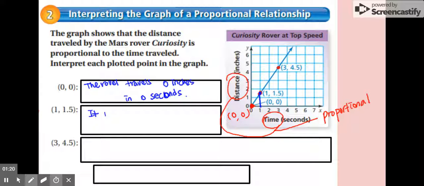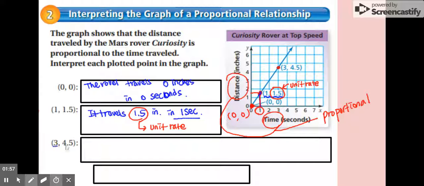So it travels 1.5 inches in how many seconds? 1 second. So you can find the unit rate here, right? Because it says per 1 second. So this value is going to be the unit rate. If you have a graph, per 1, that value, which is 1.5, is the unit rate. So if you have a graph, actually things are getting easier.